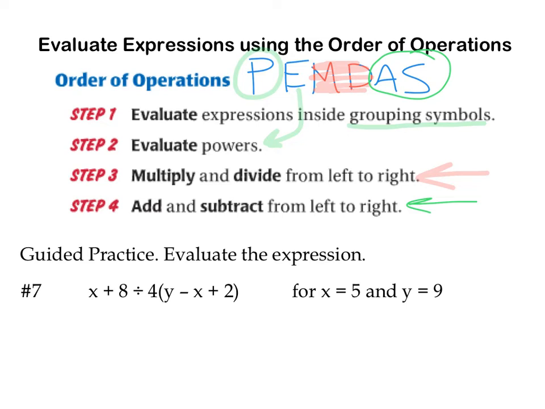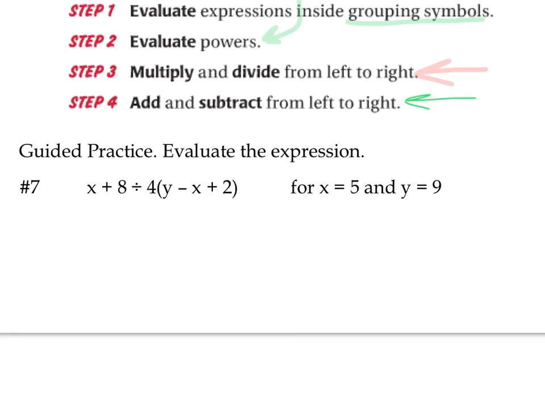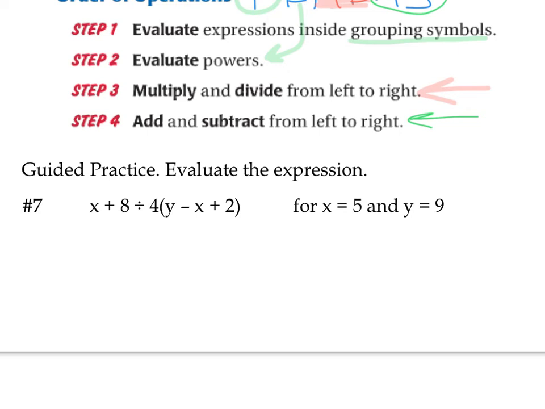When we evaluate an expression, we're going to get a value, okay, an actual numeric answer. Unlike before when we just simplified, now we're going to evaluate and get a value answer. So let's try a couple of these out. We want to substitute in x equals 5 and y equals 9. So that means we're going to replace every x with a 5.